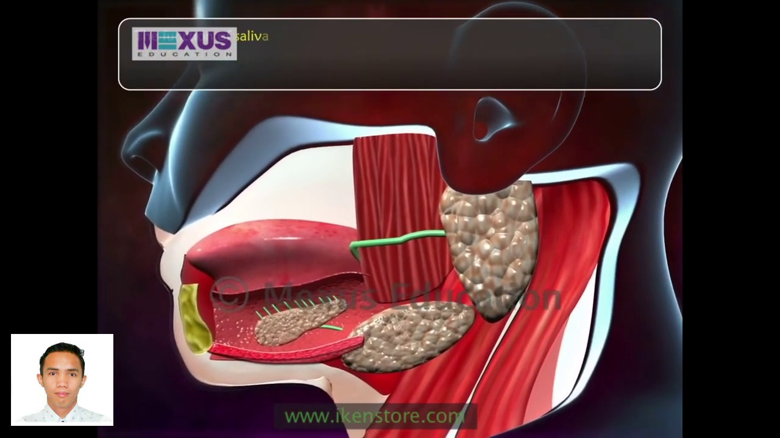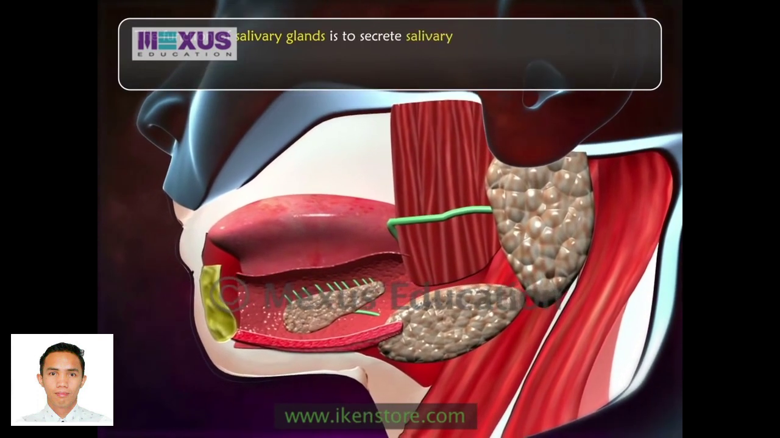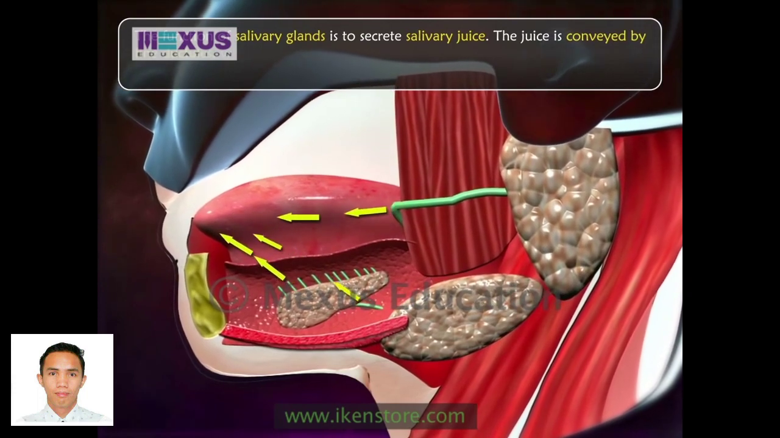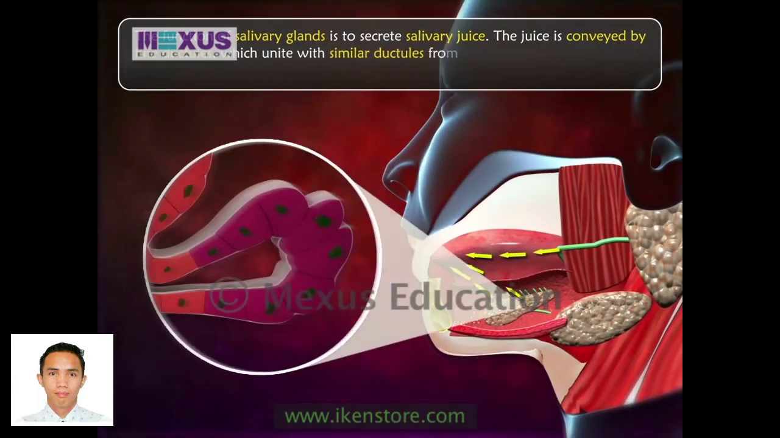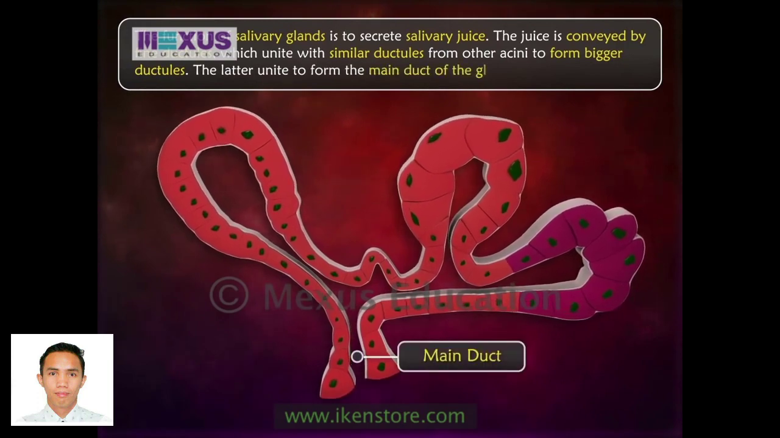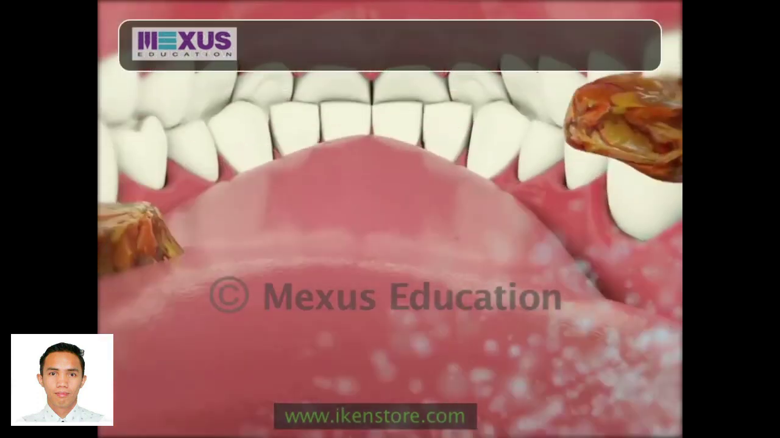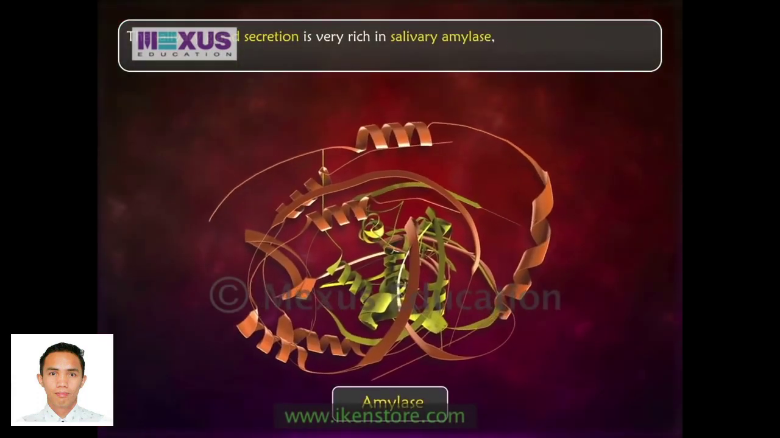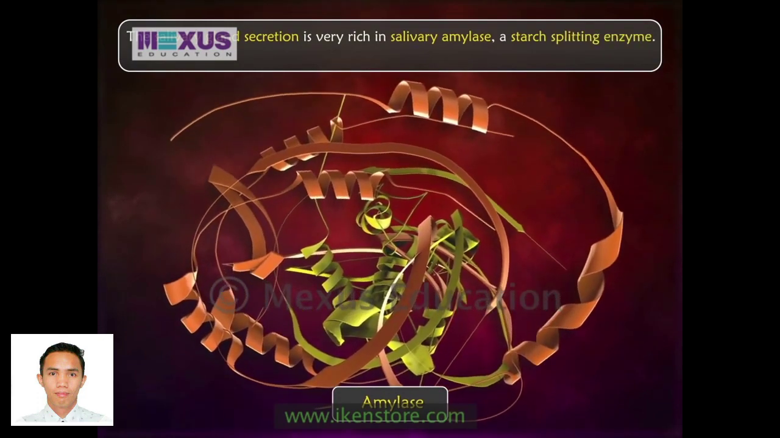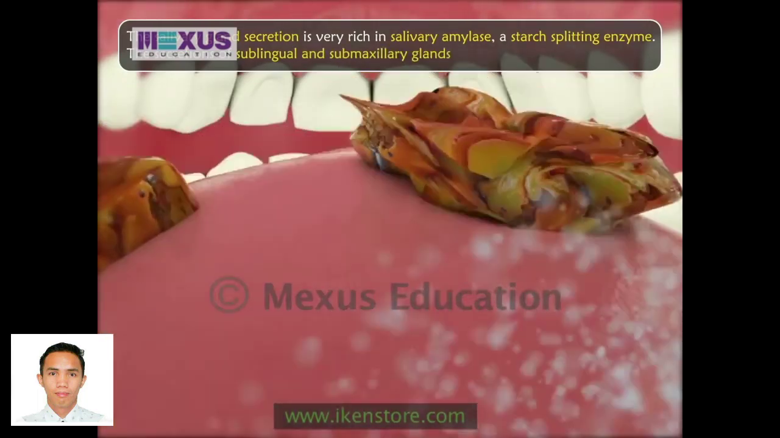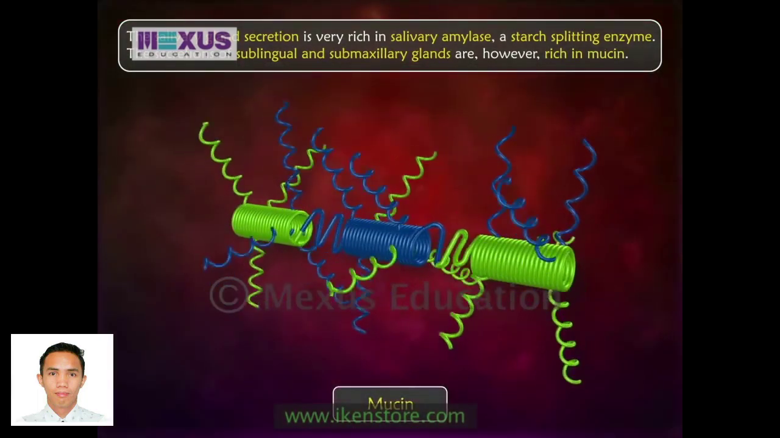The function of salivary glands is to secrete salivary juice. The juice is conveyed by fine ductules, which unite with similar ductules from other acini to form bigger ductules. The latter unite to form the main duct of the gland. The salivary gland secretion is very rich in salivary amylase, a starch-splitting enzyme. The secretions of sublingual and submaxillary glands are, however, rich in mucin.